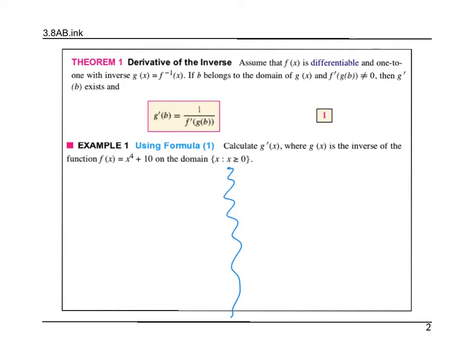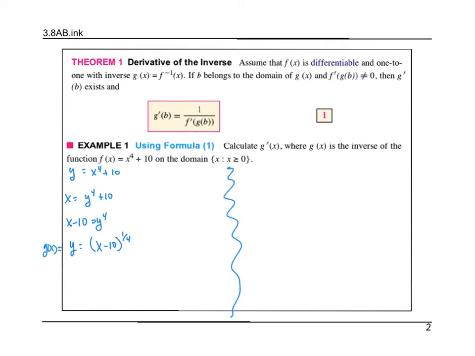So I'm first going to say y equals x to the fourth plus 10. Then I'm going to say x equals y to the fourth plus 10. So x minus 10 equals y to the fourth. And I can apply a 1/4 power here. So y equals quantity x minus 10 to the 1/4 power. So that really is our g.